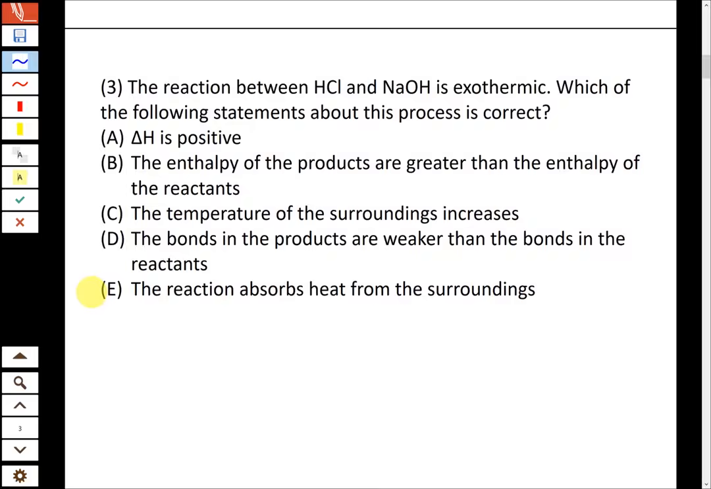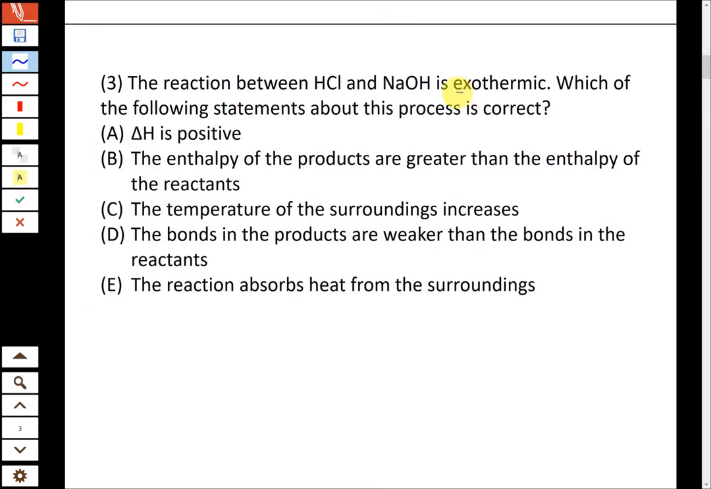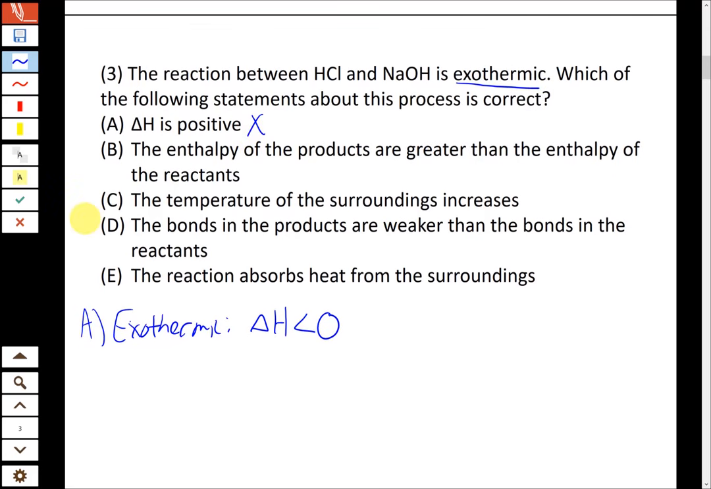All right, so when we're talking about exothermic, remember that what that tells us is the sign of delta H. So in A, the answer choice A says delta H is positive, but that's the opposite of what it should be. So in an exothermic reaction, delta H should be negative or less than 0. So that's going to be incorrect. We're looking for the correct statement here. So exothermic means negative delta H.